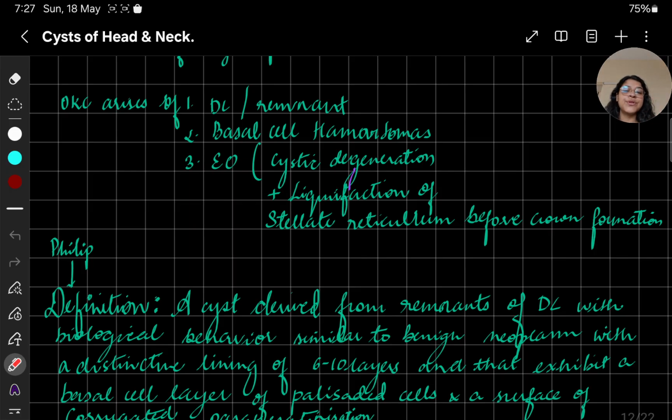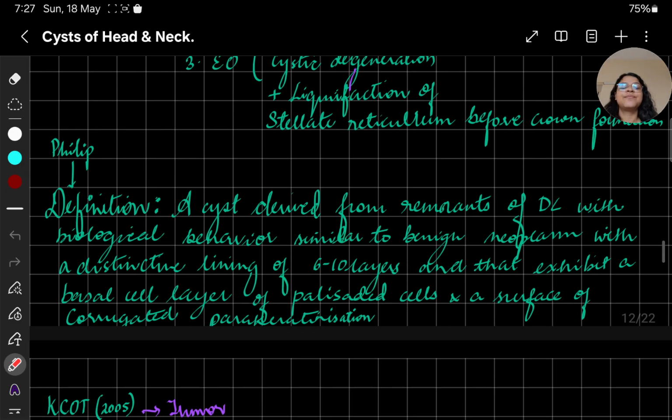Third, we come to the enamel organ, which undergoes cystic degeneration plus liquefaction of the stellate reticulum. So there is cystic degeneration in the enamel organ, and the stellate reticulum undergoes degeneration before crown formation, causing the odontogenic keratocyst.